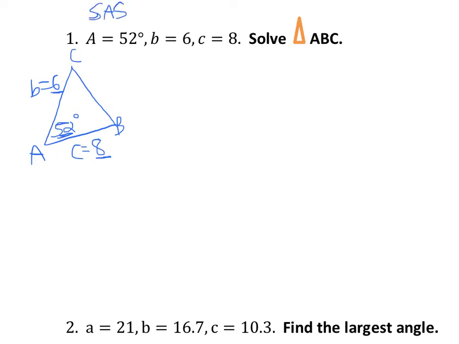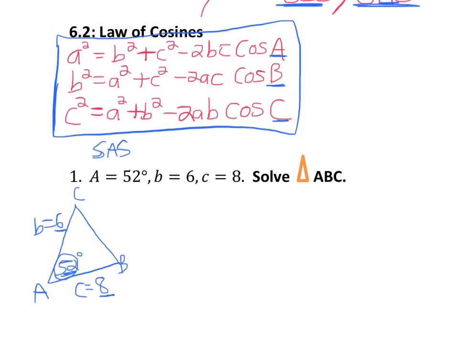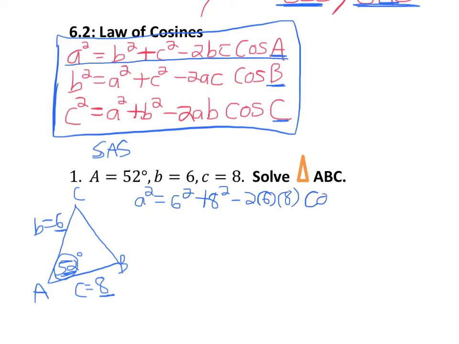Since it's side-angle-side, I have to use the law of cosines, not the law of sines. We're given angle A, so it's pretty obvious I have to use that first formula. I don't know what a squared is, so that's what I'm going to solve for. So b squared is 6 squared, plus c squared, so plus 8 squared, and then minus 2 times b, which is 6, times c, which is 8, times the cosine of angle A, which is 52 degrees.